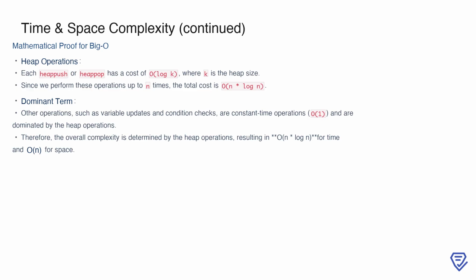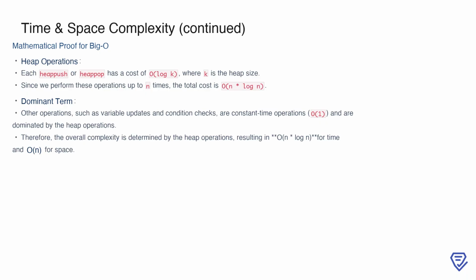Each heap operation, whether it's a heap push or heap pop, has a time complexity of O(log k), where k is the heap size at that moment. Over the course of the algorithm, these operations are performed up to n times, resulting in a total cost of O(n * log n). Other aspects of the algorithm, such as updating variables or checking conditions, are constant time operations and do not influence the overall complexity. Therefore, the dominant term remains the heap operations, giving the algorithm a final time complexity of O(n * log n).